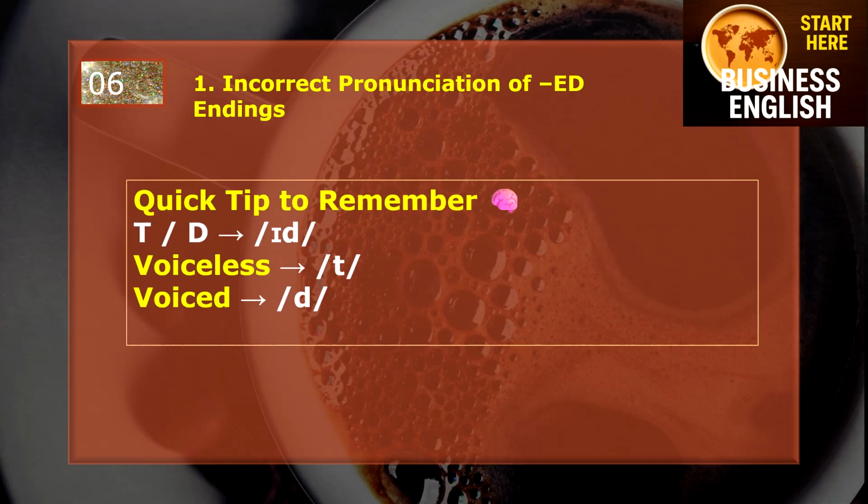Oh yes, and here we go finally with a quick tip to remember about ed endings. So when something is voiceless, we will have the ending with T, and when it's voiced, it's going to be ending with D. It's the general rule. Nice, really nice to remember.